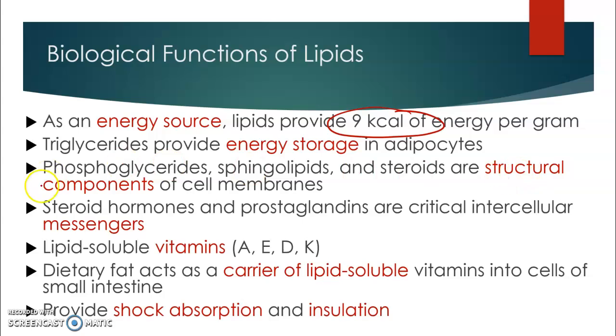So structural components in cells, chemical messengers, particularly in hormones and prostaglandins. Some of our vitamins are lipids, and therefore some of those vitamins need to be carried. If you've got a nonpolar vitamin, it's got to be carried through something that is also nonpolar, so carrier of lipid-soluble vitamins. And then kind of my personal favorite, shock absorption and insulation. So I like to just think, I'm not really getting chubby, I'm just ready for a fall.